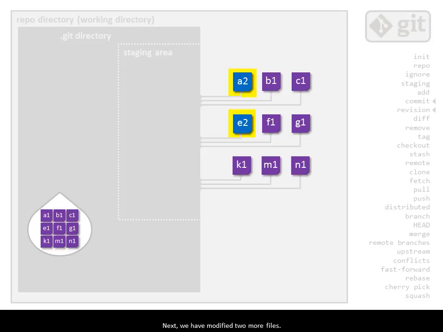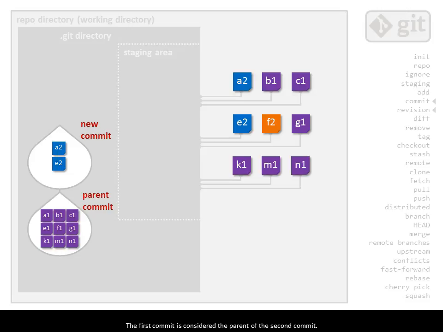Next, we have modified two more files. To take a snapshot of the current state of the directory, we have to stage the modified files and commit them. Now we have two commits. The first commit is considered the parent of the second commit. Git keeps track of this relationship between the two commits.